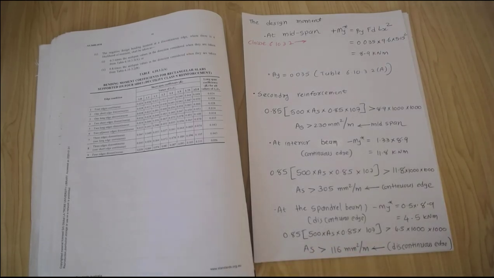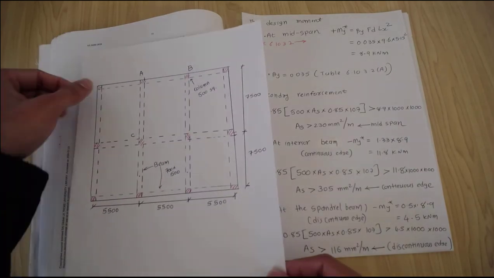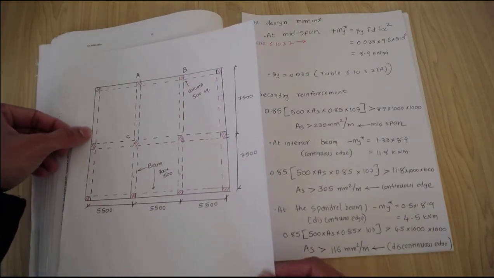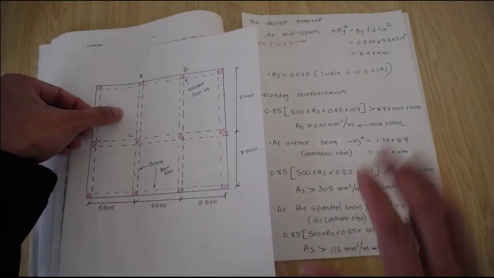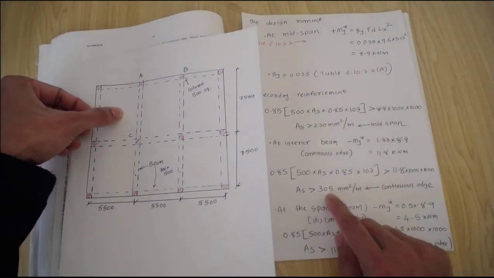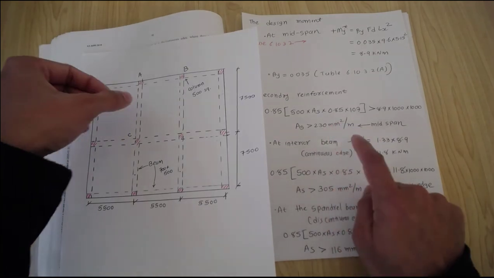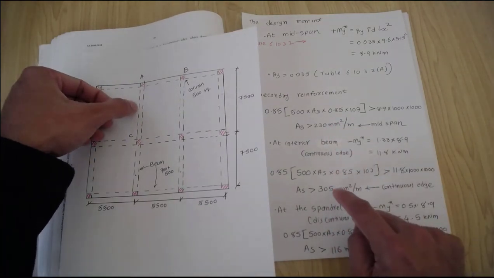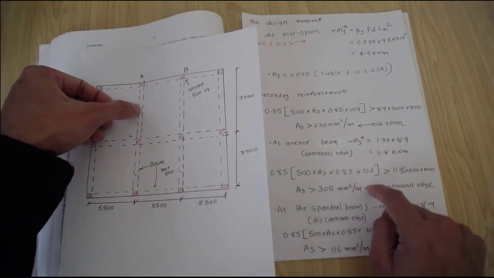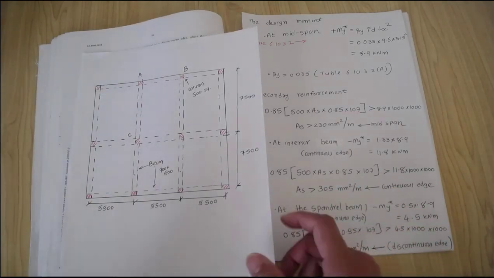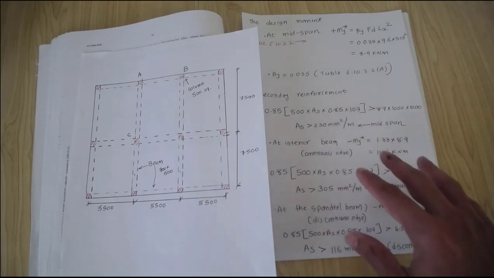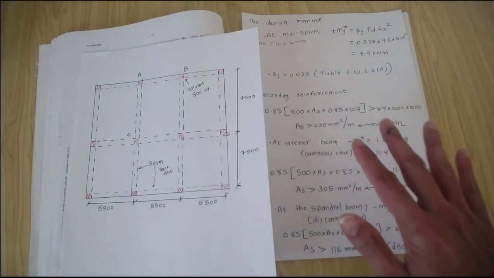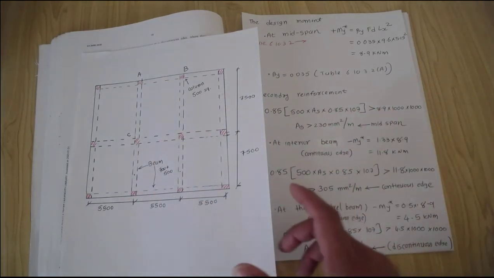So what I have just calculated, I can summarize. We calculated the steel reinforcement here as 116 millimeter square per meter. At the midspan we calculated 230 millimeter square per meter. At this continuous edge we calculated 305 millimeter square. In the primary direction we took these in great detail, but I have just quickly shown this one here because we are taking the same approach.